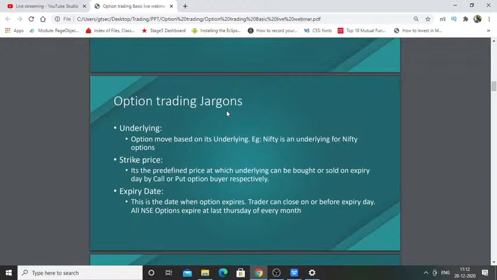And there is something called the expiry date. What is an expiry date? If you enter an option trade, there will be an expiry date by which you have to close your existing trade, whatever you are doing in options. For stock options, that happens on the last Thursday of every month, for each and every stock.